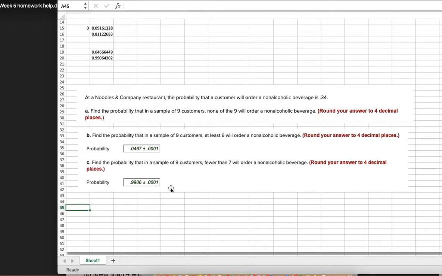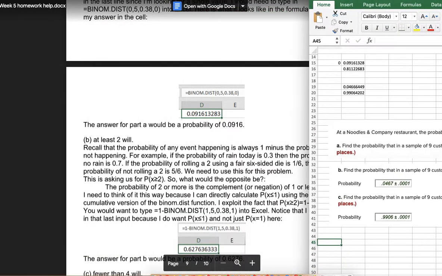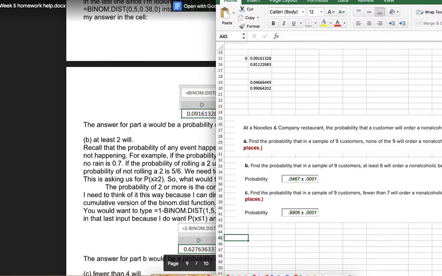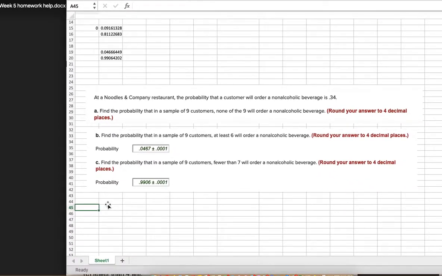So what we need to do is go ahead and calculate that out by looking at this formula that I just copied. I'm going to paste it in here. Okay, we're going to be using that, but let's talk about this first. The probability that a sample of 9 customers, at least 6. So that would mean 6, 7, 8, and 9, because there are 9 total orders.